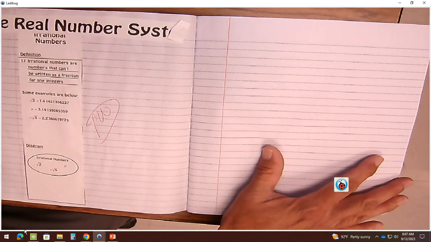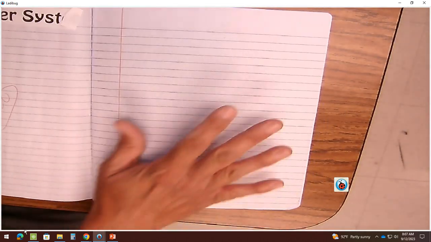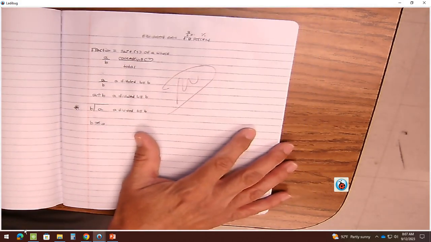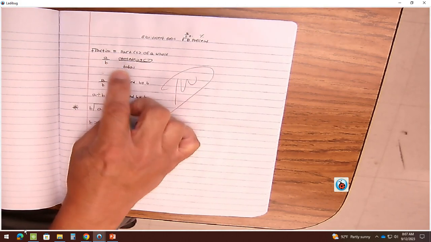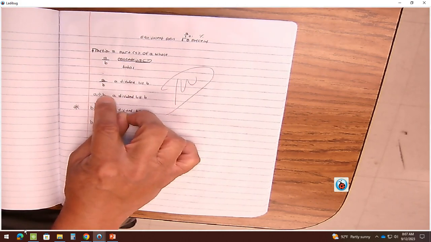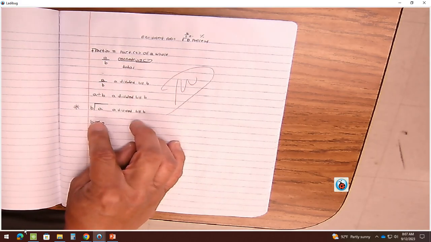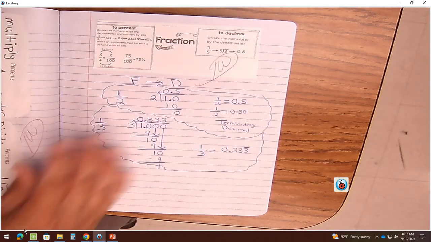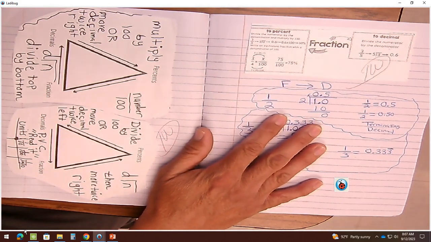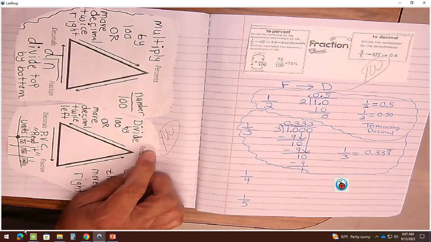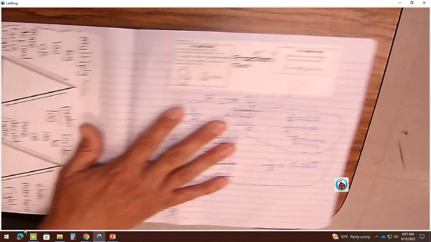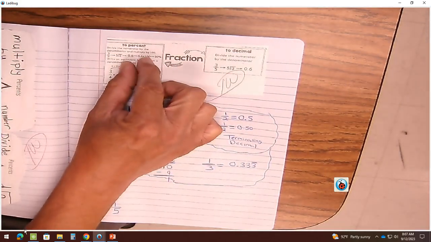So I'm going to show you your journal in case you're still confused. You should have an empty page because that's going to be some stuff that I'm going to give you later on. Then we should have fractions as division. You should know that A over B means A divided by B, and B can never equal 0. Behind that one, we should have our notes on how to go from fraction to decimal, decimal to percent, decimal to fraction, fraction to percent, and then percent back to decimal. It's all here.